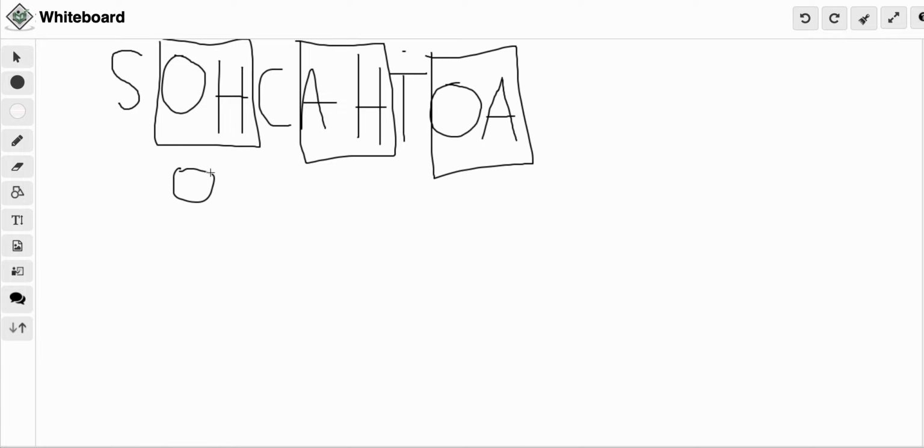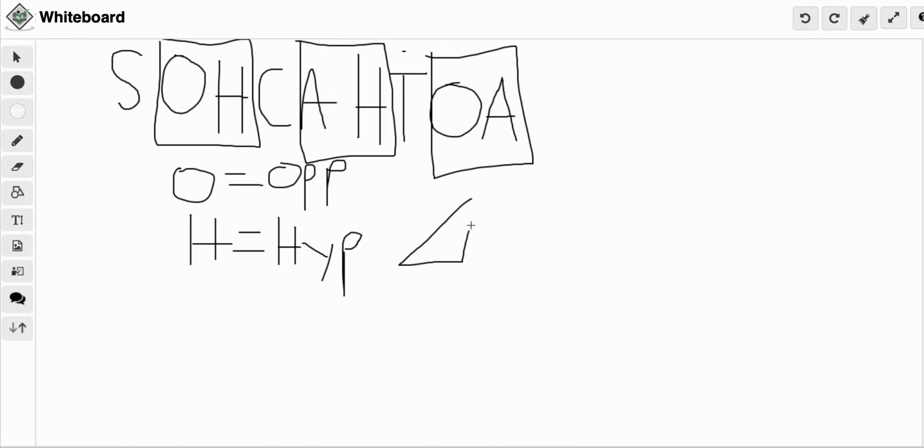O means opposite. H means hypotenuse. And if you remember, in a right triangle, the hypotenuse, and imagine this is a right triangle, I haven't exactly drawn this correctly, this side is the hypotenuse, and we'll just call that H. And then A means adjacent.